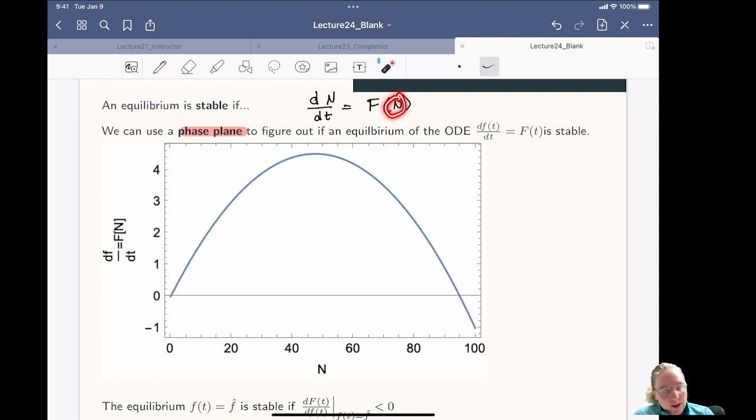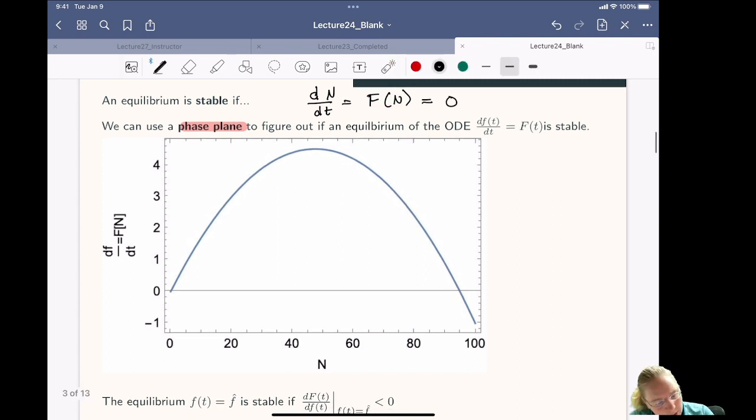We usually think of n as our dependent variable, but in a phase plane, n is going to be our independent variable, and the right-hand side of our differential equation is going to be our dependent variable. So f of n is on the y-axis, and n is on the x-axis. Then we have this curve that I've drawn here. Now the equilibria are by definition when this new dependent variable equals 0. So there are two equilibria here: the one at 0 and the one at carrying capacity.